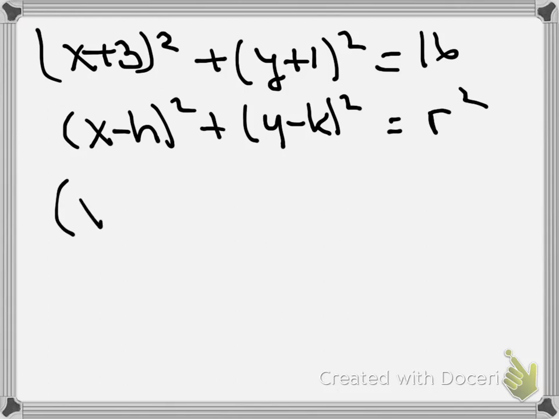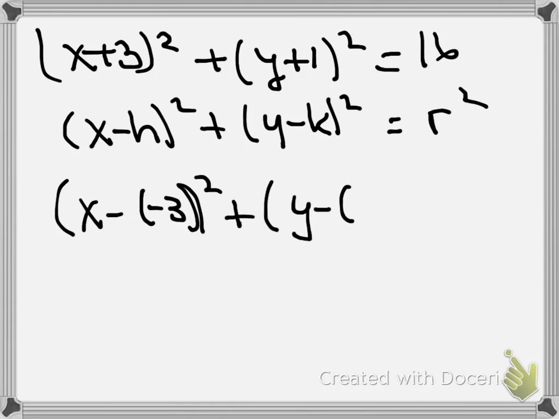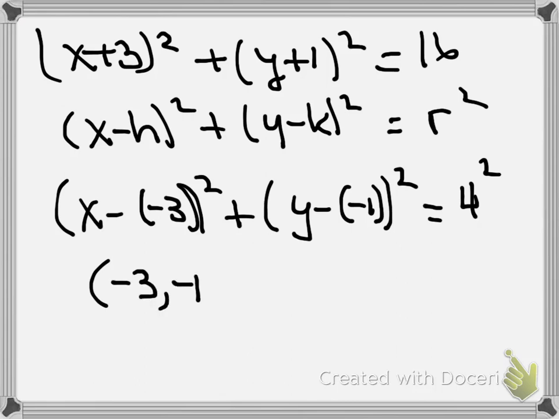So that's going to be the quantity x minus negative 3, squared, because minus negative 3 is plus 3. And then that's plus y minus negative 1, squared, because of course minus negative 1 makes the plus 1. And that's equal to, well, 4 squared to make 16. And so I'm ready to read: the center then is (negative 3, negative 1), and the radius is 4.